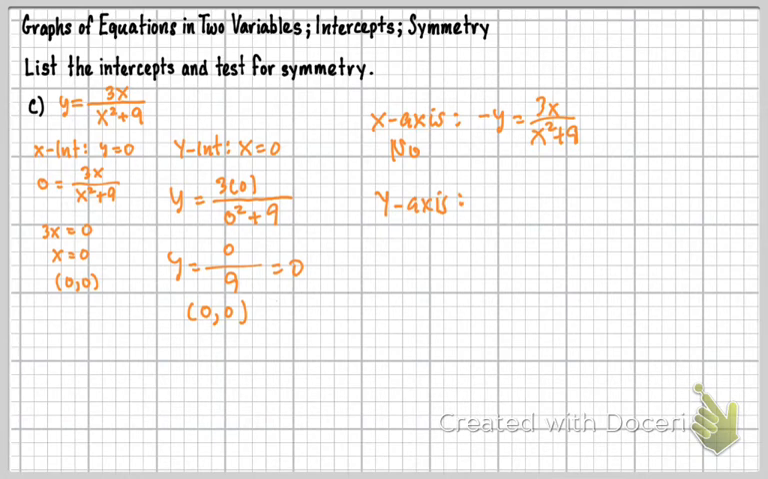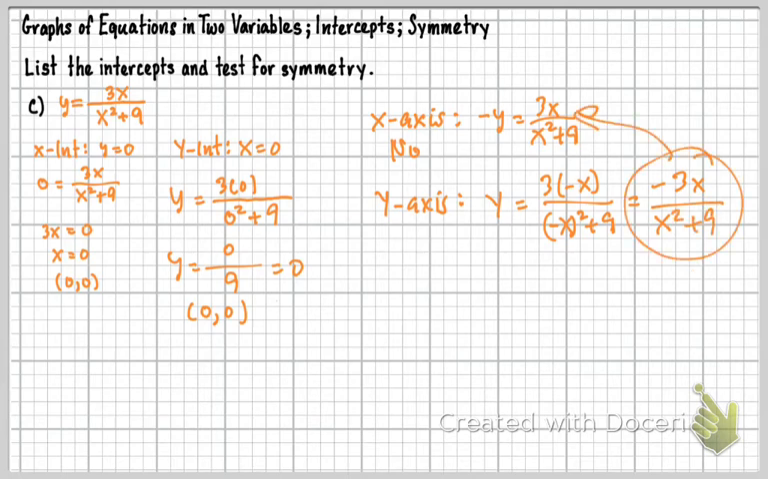So the y-axis, let's try that one now. That means my x is going to be negative. So that's going to be y equals 3 times negative x over negative x squared plus 9. And this isn't going to work either. When I write this out again, this is going to be negative 3x on top and x squared plus 9, which is different from the original because this one has a negative on it. So this would also be a no.